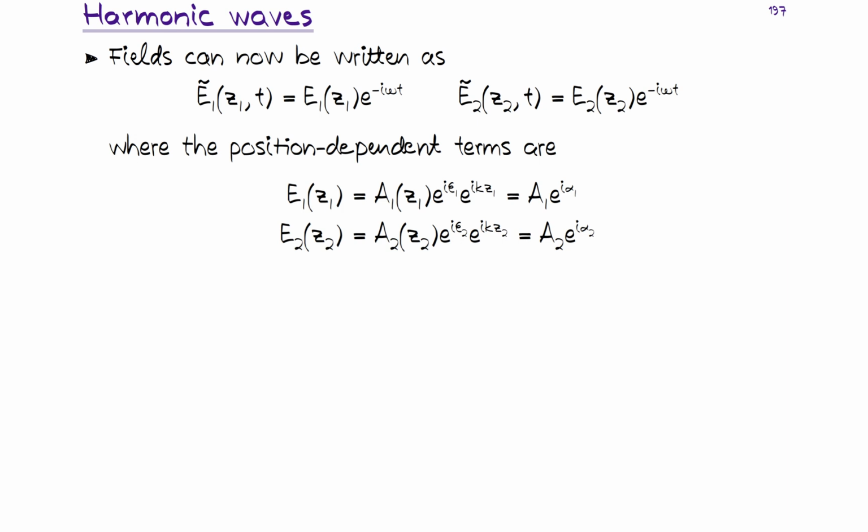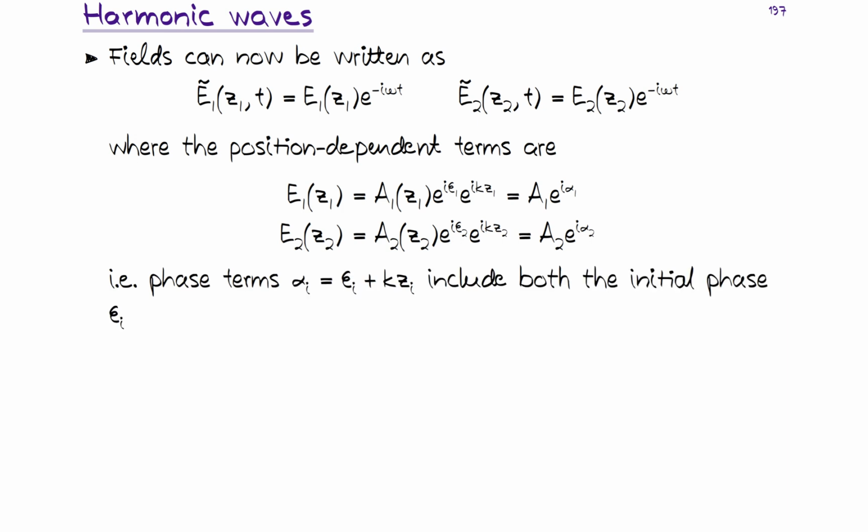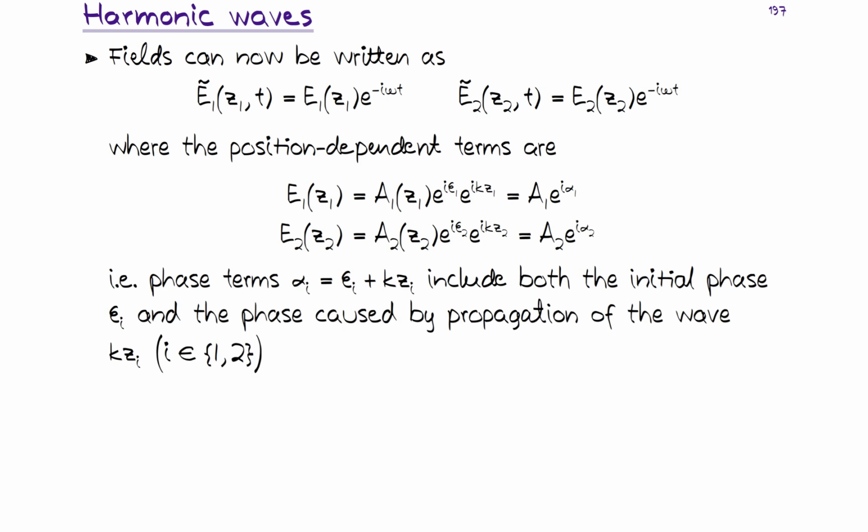that can also be very simply written as the amplitude A2 times the phase term exponent i alpha 2. So the phase terms, alphas, include both the initial phase, epsilon, and the phase caused by the propagation of the wave. So essentially this kz term here, and let's remember that the z can be a more arbitrary looking propagation. It doesn't need to be a straight path, but we can also consider propagation of a field inside a waveguide that is bent and curved, or it could be a fiber, or other kinds of complicated things. So this is what we are dealing with.